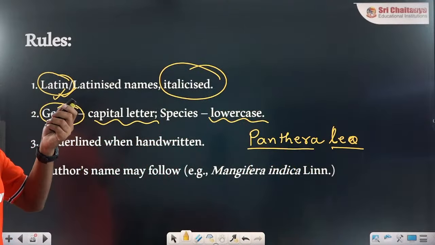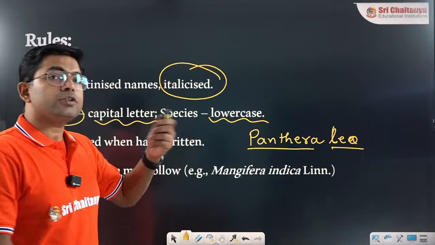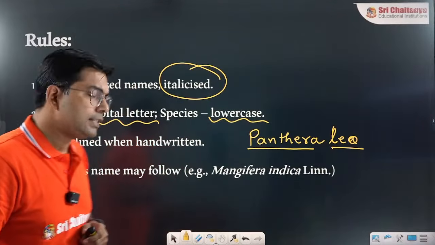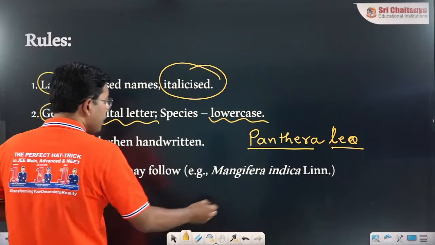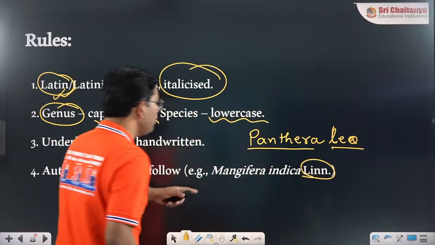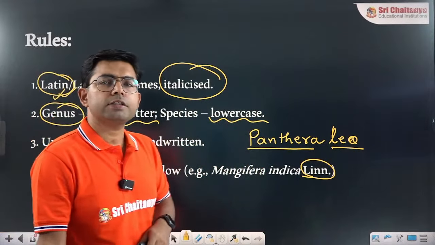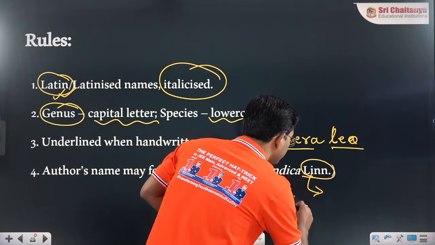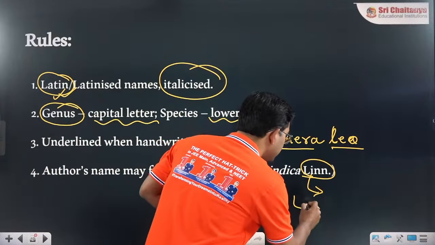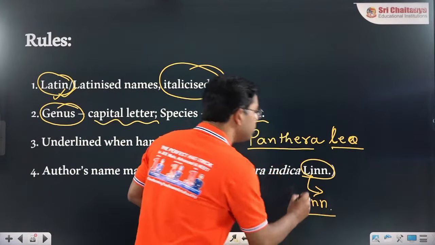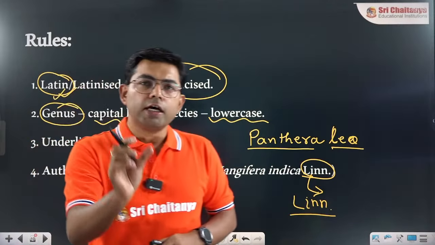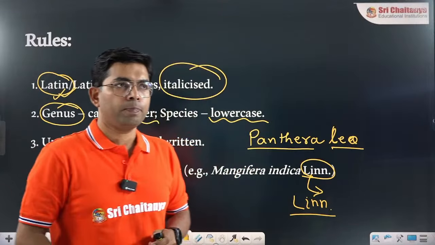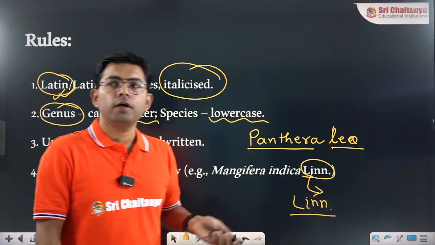Then, let's say the scientists who have discovered it, can they have their name in the nomenclature? Yes, they can also have their name in the nomenclature. For example, Mangifera indica, the name was given by Linnaeus. So we can write the name of the author, and the first letter will be capital, and it is written in short. So the author name will be written last and that will be written in short. So these are some of the rules of nomenclature.